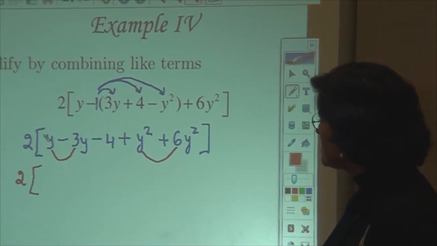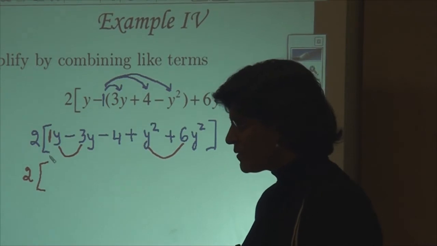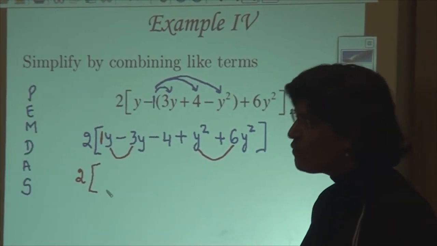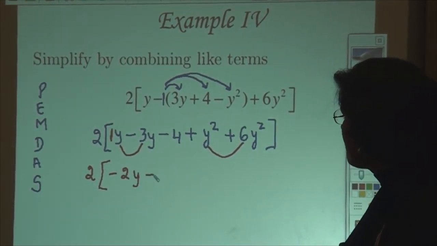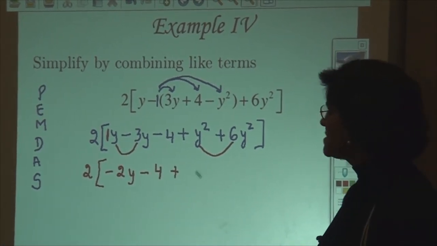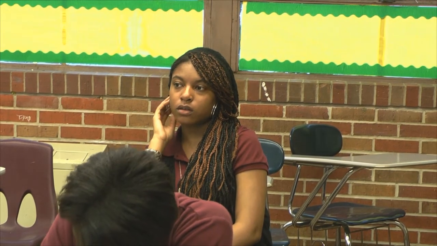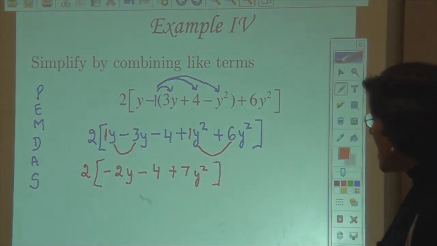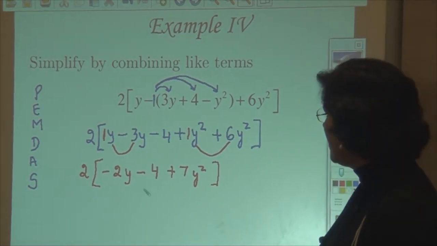When there is no number before a variable, we have a 1. So we will combine them and it becomes 1 minus 3. What is 1 minus 3? Negative 2. Great. Okay, minus 4 plus. Let's combine y squared plus 6. When there's nothing, there's a 1. 7y squared. Very good.